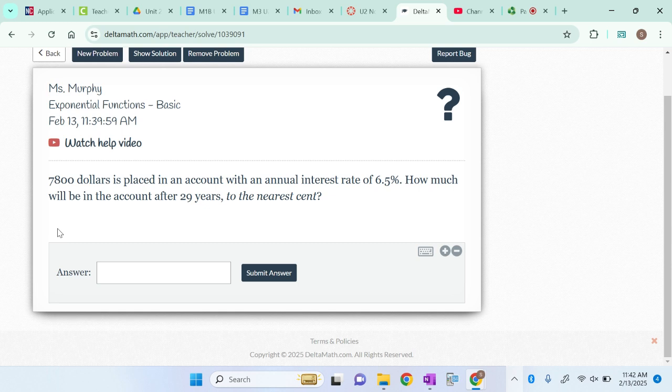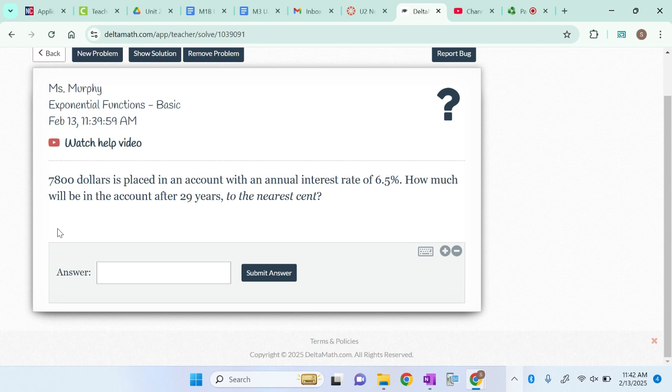Right, it'll be 7,800. So that's my A value, or my starting value. What's my R value? 6.5% R. And remember, you always have to convert that percentage to a what? Decimal. So what would it be as a decimal? Right, so it'd be 0.065. If you didn't know that, just do 6.5 divided by 100. So that's our R value.